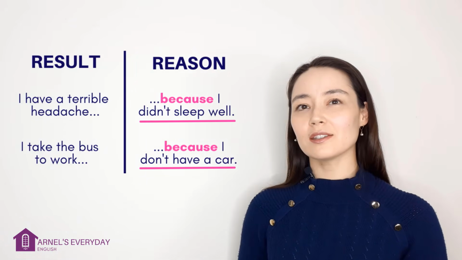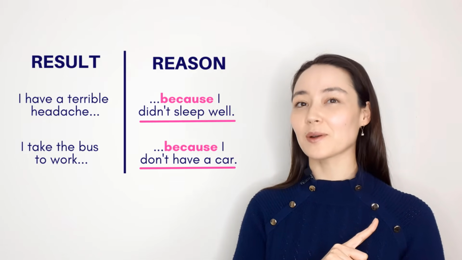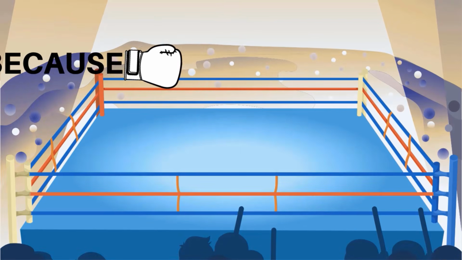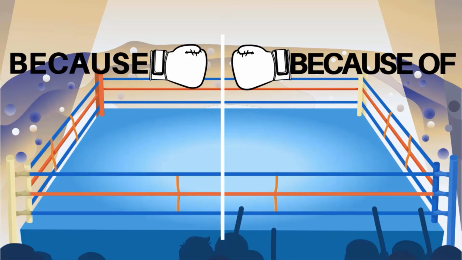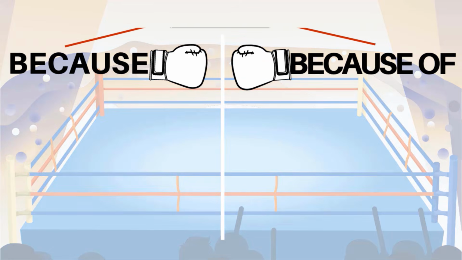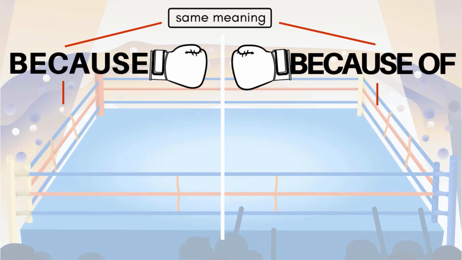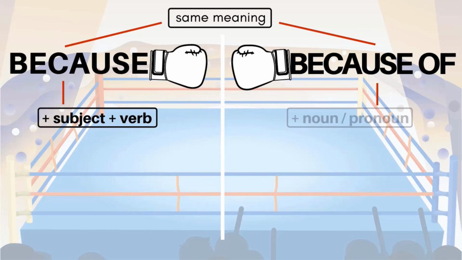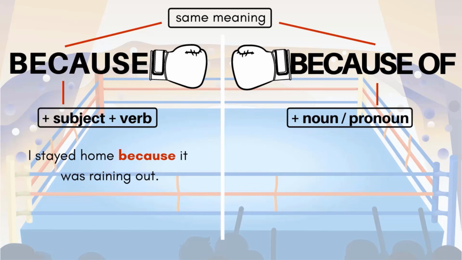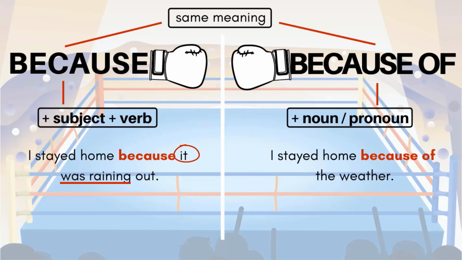Actually, before I continue, we need to look at something very quickly. Because versus because of. Same meaning, different grammar. Because plus subject and verb. Because of plus noun or pronoun. I stayed home because it was raining out. I stayed home because of the weather. I have my subject and my verb. I have my noun.